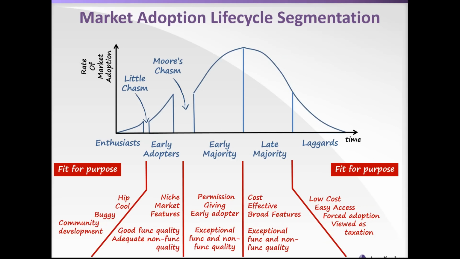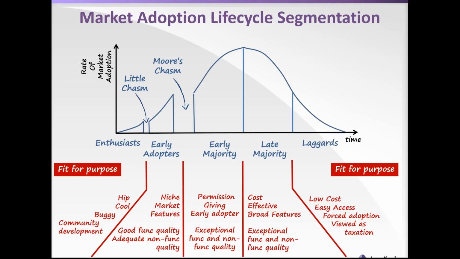Where early adopters, they're looking for an advantage over the majority buyers who will come later. And they're looking for good functional quality and adequate non-functional quality. They really don't want it to be too buggy, at least within a specific niche. The functionality they need for that niche has to work properly. And they're less enthusiastic about community development. They might get involved, but not in the same way. And the product doesn't need to be so hip and cool. It needs to be something that gives them an advantage.